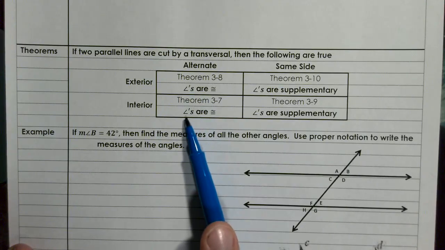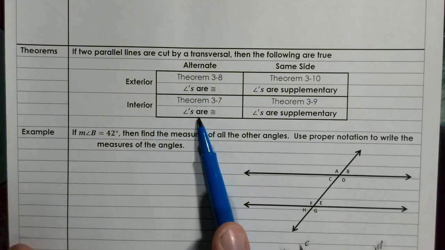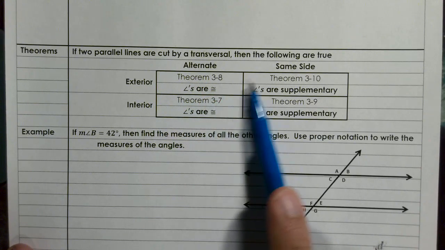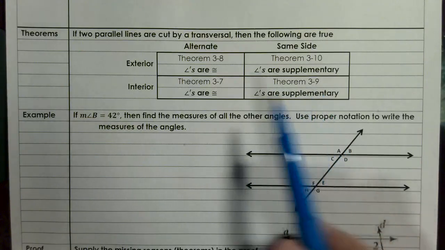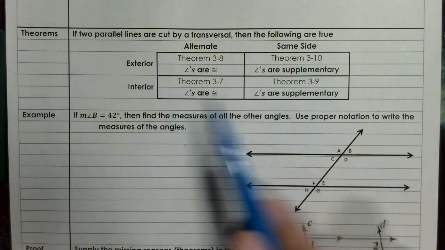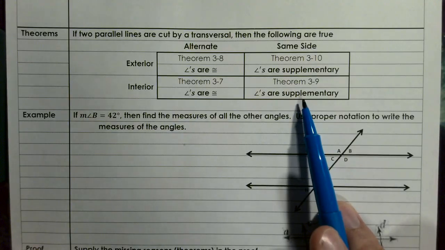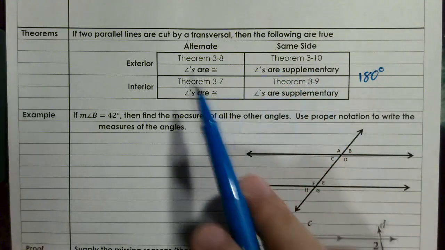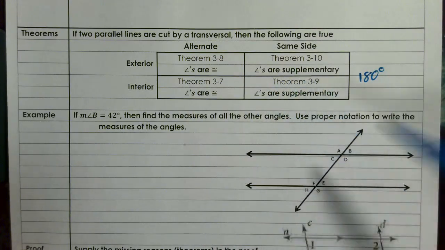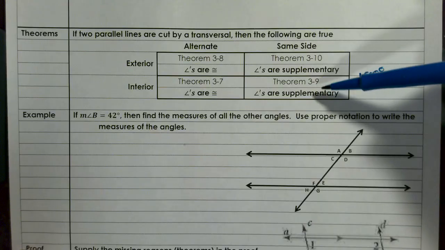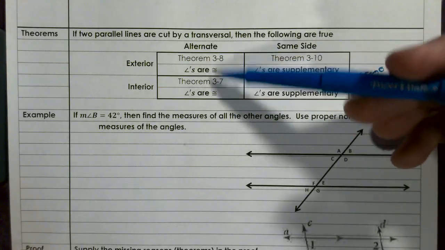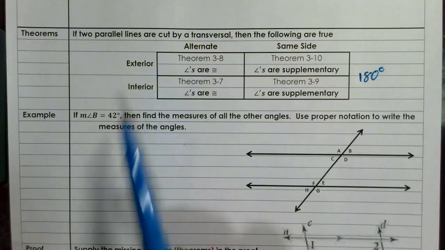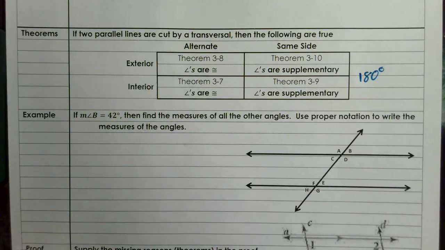Theorem 3-7 says that alternate interior angles are congruent. Theorem 3-8 says alternate exterior angles are congruent. Theorem 3-9 says that same side interior angles are supplementary. Reminder that supplementary means 180 degrees. And 3-10 says same side exterior angles are supplementary. So you can see the same side ones are supplementary and alternate angles are congruent. Important that you're also pairing it with this, that they're exterior or interior angles.